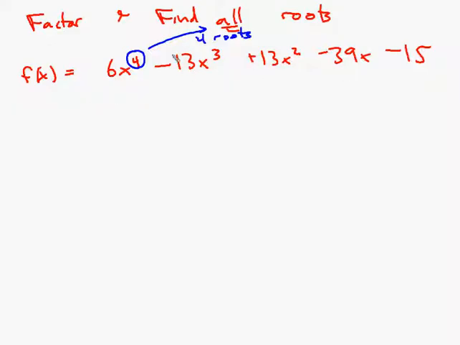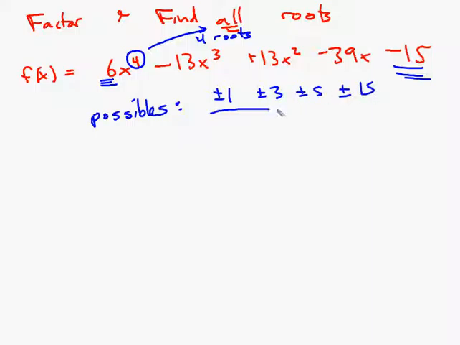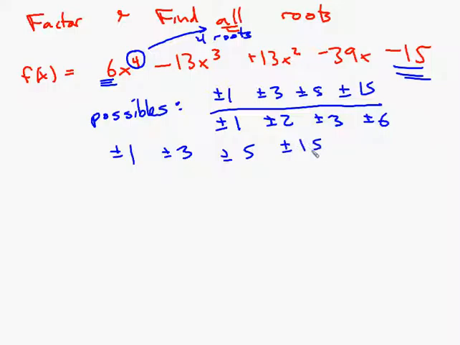Okay, so first thing I'm going to do to find all the roots is list my possibles, because I don't want to waste my time. So my possibles, factors of the last term over factors of the first term. So that's plus or minus 1, plus or minus 3, plus or minus 5, plus or minus 15, all over the factors of the first term, plus or minus 1, plus or minus 2, plus or minus 3, plus or minus 6. Now I'm going to want to eliminate my repeats. So 1 over 1, plus or minus 1, 3 over 1, 5 over 1, 15 over 1.